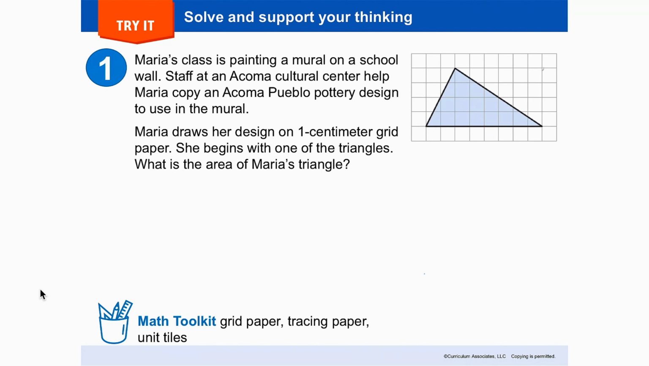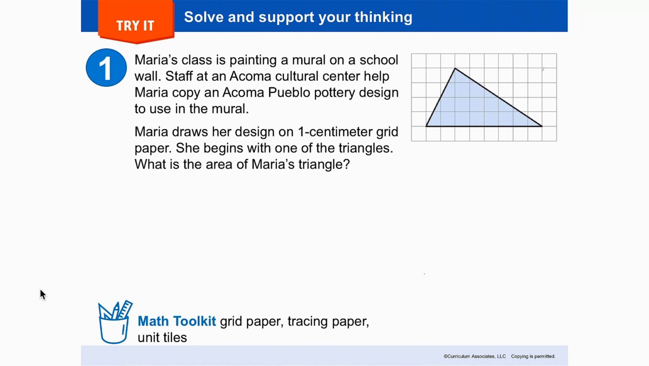Here we have a question that says, Maria's class is painting a mural on a school wall. Staff at a Nakoma Cultural Center help Maria copy a Nakoma Pueblo pottery design to use in the mural. Maria draws her design on 1 centimeter grid paper. She begins with one of the triangles. What is the area of Maria's triangle? So there's 2 ways to do this. I'm going to show you both ways.